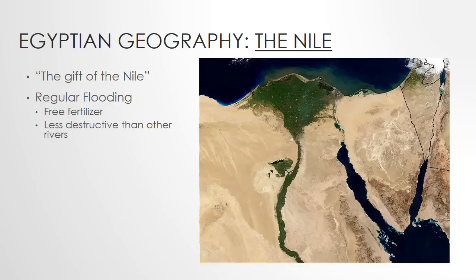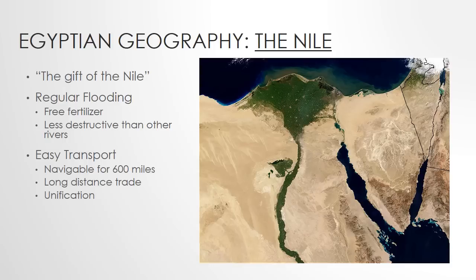The Nile had some other pretty interesting benefits, though. First of all, the Nile flooded regularly. And this is similar to the Tigris and the Euphrates rivers, which we've already talked about. But unlike the Tigris and the Euphrates, which flooded randomly, the Nile flooded the same time every year. And so this provided the normal benefit of flooding rivers, and that is free fertilizer. But it also was much less destructive because the flood could be predicted and its damage could be reduced.